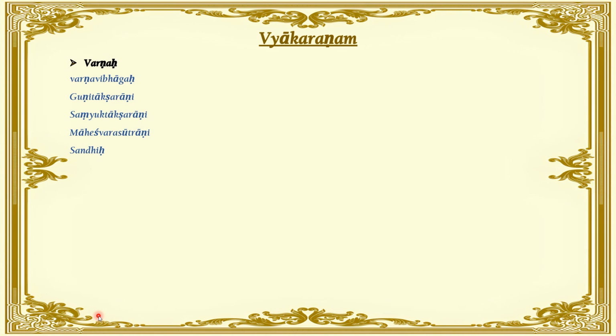So those rules are there in the Ashtadhyayi. Maheshwar Sutrani are the 14 Maheshwar Sutras which Lord Shiva gave to Panini. And there's a story attached to it. We'll see it in the next slide. And next we have the Sandhi.